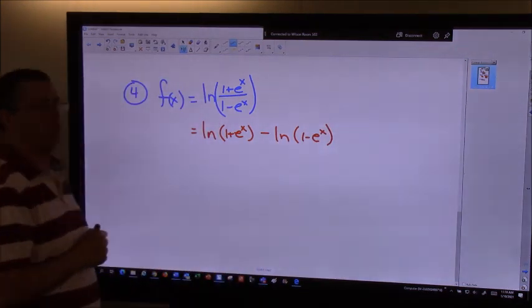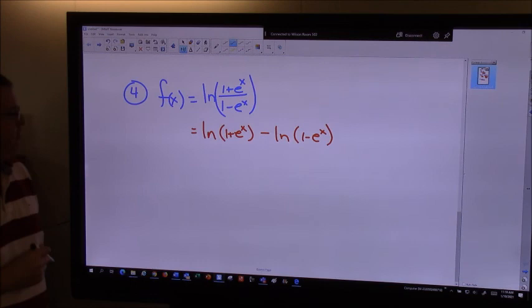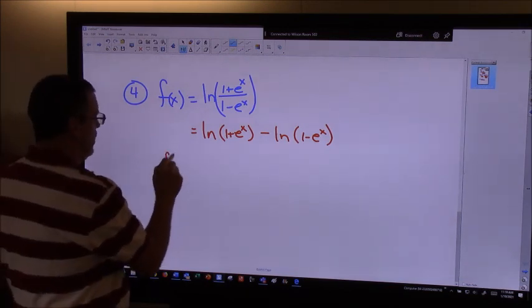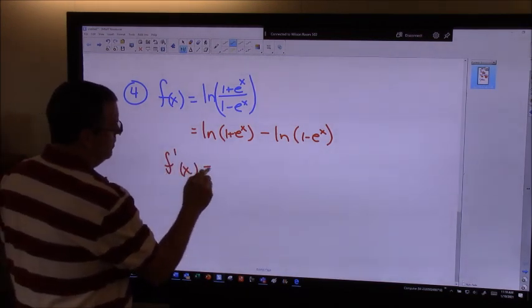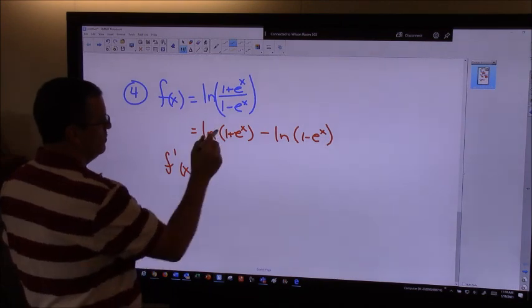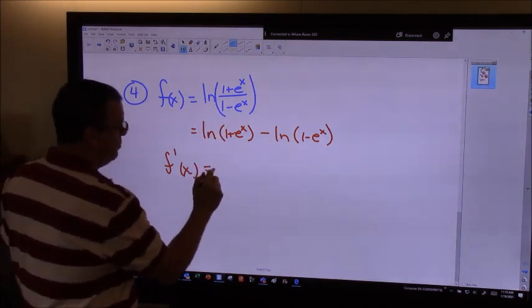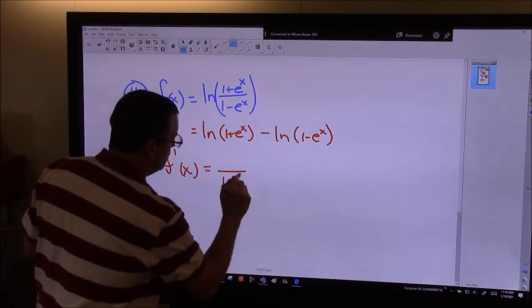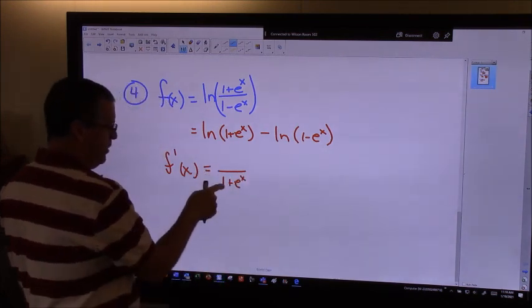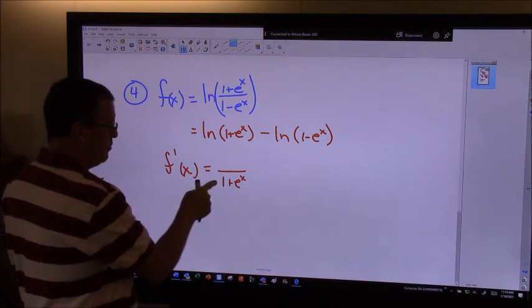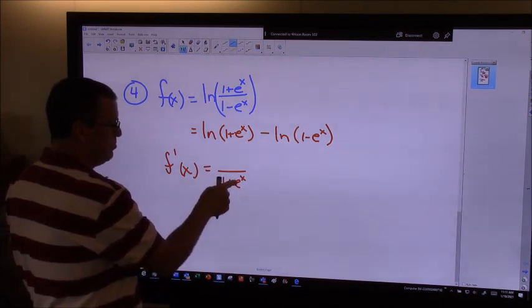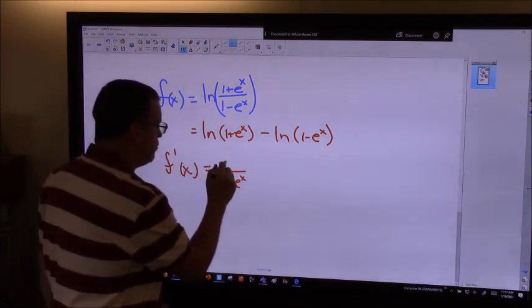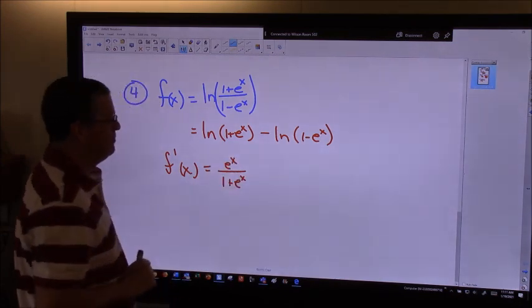And now I would do the derivative. I'll do u prime over u for each of these. So f prime of x is going to equal u prime over u. So I want this in my denominator, and then I want the derivative of this in the numerator. So derivative of 1 is 0. Derivative of e to the x is just e to the x.